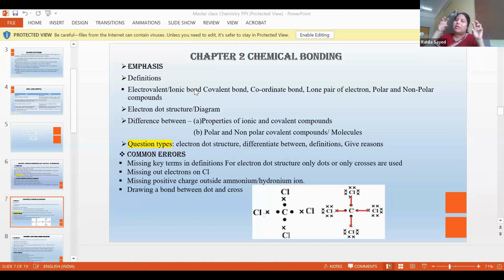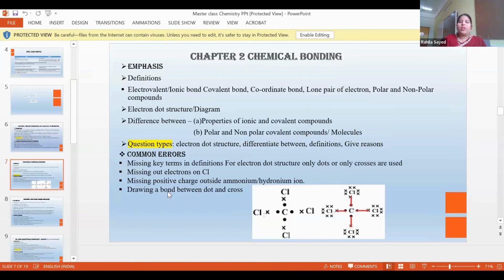Only if the elements are the same, for example, molecule of oxygen or molecule of nitrogen or molecule of chlorine, then you can use the similar ones. But if it is different, you have to use different applications over there. So you have to use dots and crosses both.